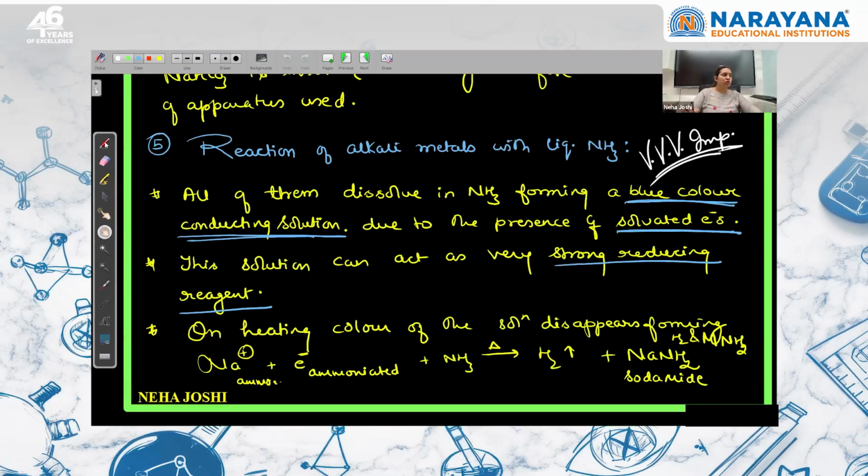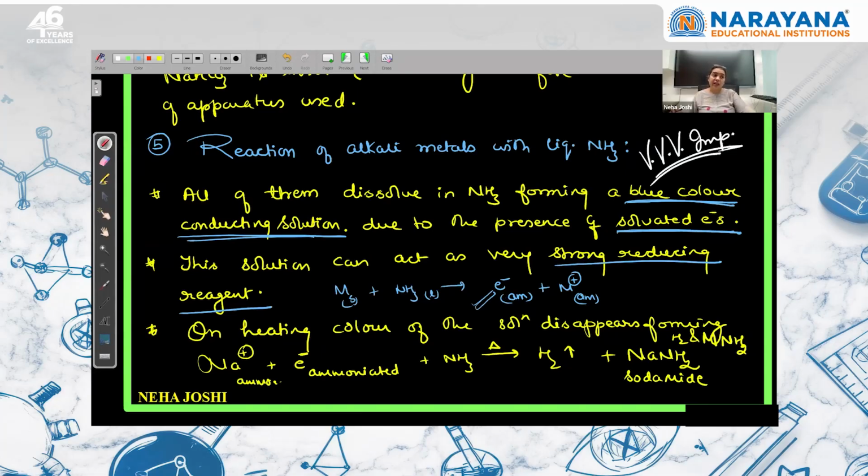blue color solution. Okay, so when metal is dissolved in ammonia, what we get is electrons, which are dissolved in ammonia. We get M plus. This is ammoniated, like we say aqueous. I'm writing ammoniated. So all of them dissolve, and what happens? Solvated or ammoniated electrons are there. Ammoniated cation is there. But this blue color is due to ammoniated electrons.